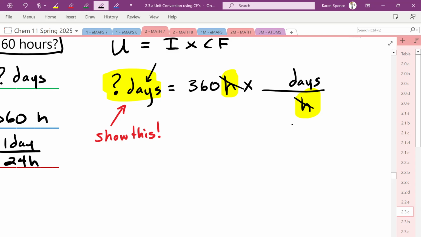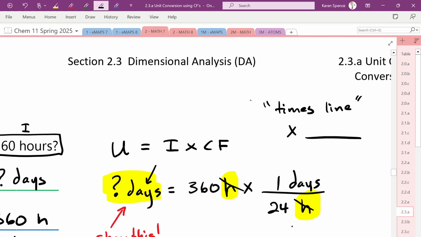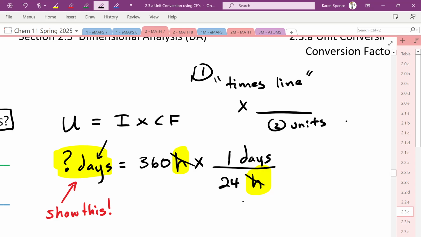Okay? And now I say to myself, do I know a conversion factor between days and hours? I know that there are 24 hours in one day. So I tend to do number 1, times line, number 2, the units, and then number 3, I put in the numbers in the conversion factor. Okay? And then you do 360 divided by 24 equals 15 days.